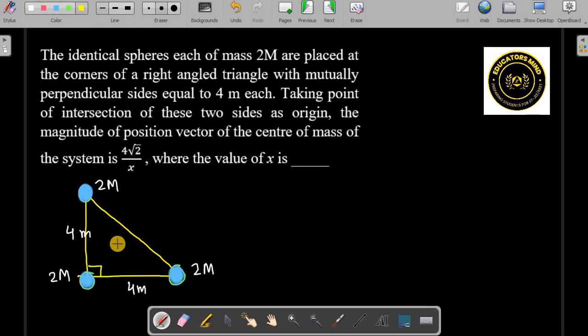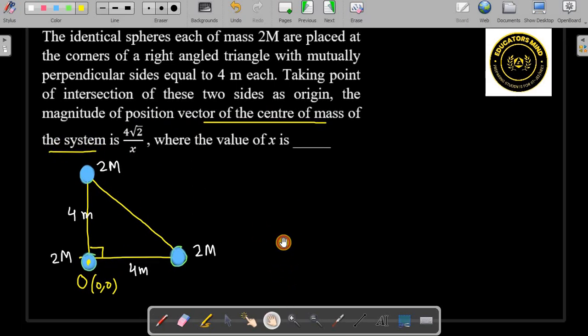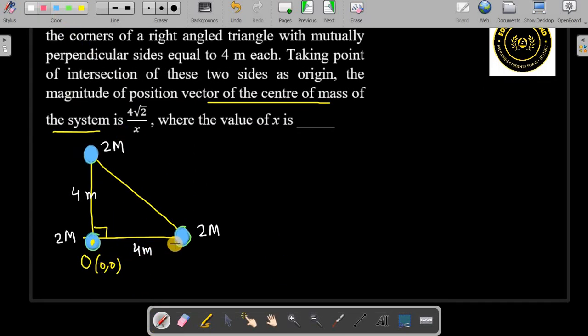Taking the point of intersection of these two sides as origin. So let's take this as origin 0, 0, right? The magnitude of the position vector of the center of mass of the system, where the center of mass is, that we have to calculate. Okay, so first coordinates, if I take x and y coordinates, you can calculate. So x1 is 0 at the origin, y1 is also 0, x2 is here 4, and what is y2? y2 is 0, right? Similarly here, x3 is 0 and y3 is 4.